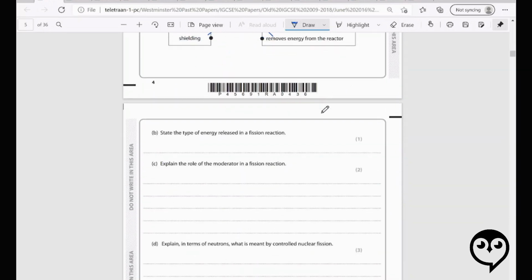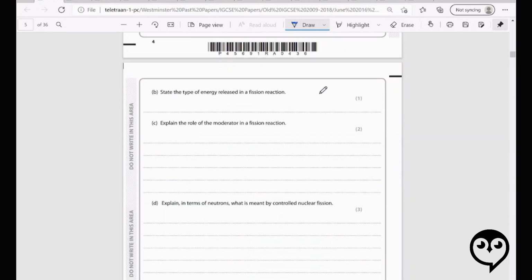All right, moving on. State the type of energy released. It is kinetic energy. Kinetic energy. Just do that. Remember that, okay? A lot of students have a problem with this. It's kinetic energy. The particles have a lot of energy and they're moving around, and that's the heat energy which causes the steam to evaporate and so on, but it's kinetic energy.